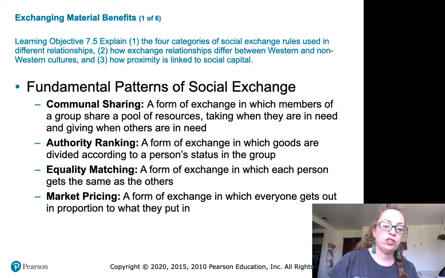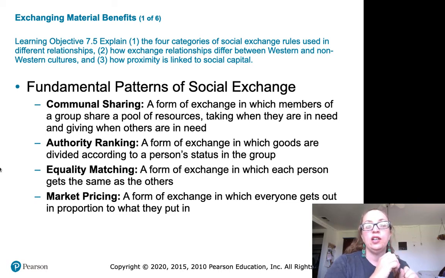Then we have equality matching, which is basically what equity is. So I want to get out of this relationship as much as I put in. So if I'm working hard on this relationship, then I better get a lot out of it. And so basically, there's equality. We get the same amount. And even if I am getting as much out of it as I put in, if you're not putting the same amount in and getting the same amount out, then we're unhappy. So it's a form of exchange in which each person gets the same as the others. Versus market pricing, which is like capitalism, I get out what I put in. So it's a form of exchange in which everyone gets out in proportion for what they put in.